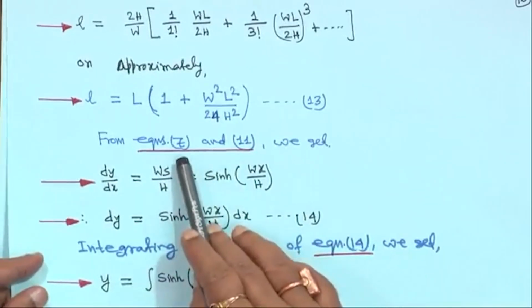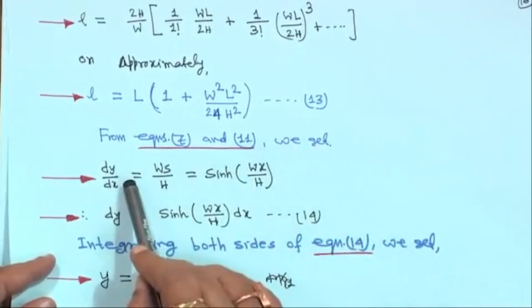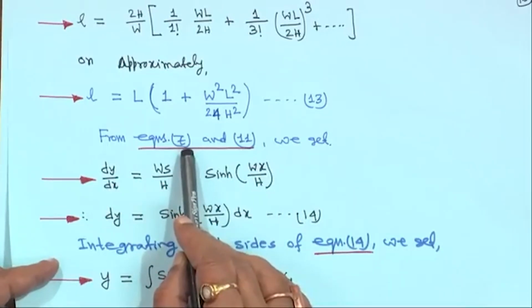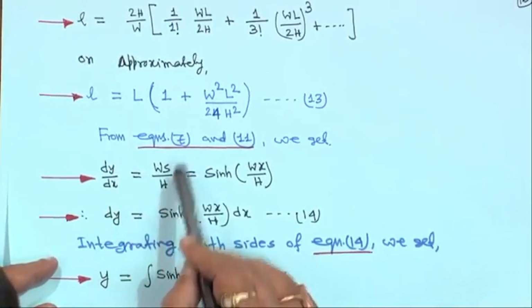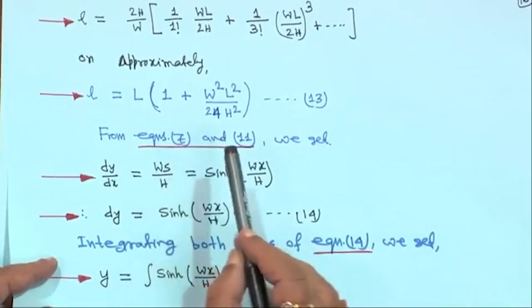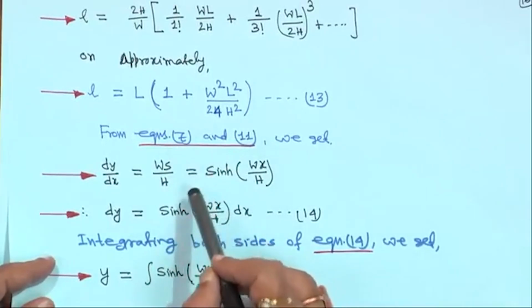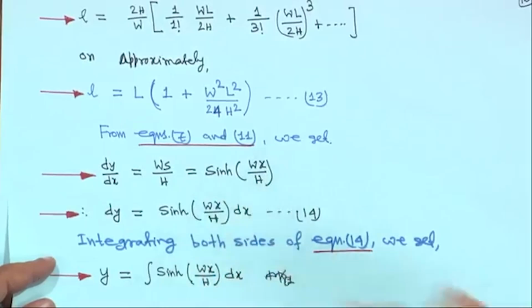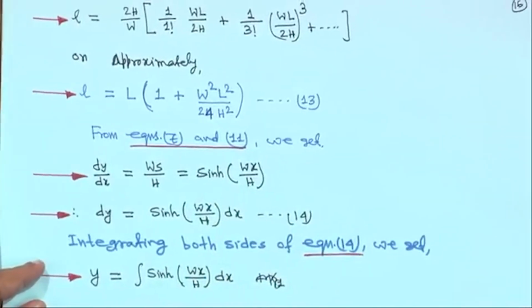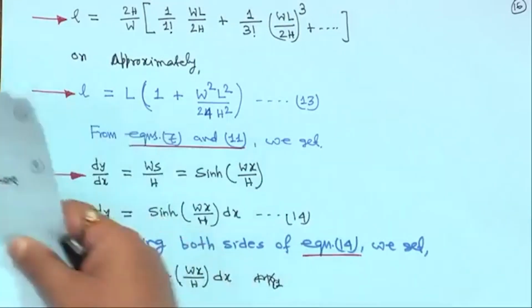Now, from equation 7 and 11 we get. Equation 7 we have seen, not showing it again. We have seen that dy by dx is equal to ws by h. This is equation 7, right, and s is equal to h by w sin hyperbolic wx by h. Just let me find out equation 11, I will show you.